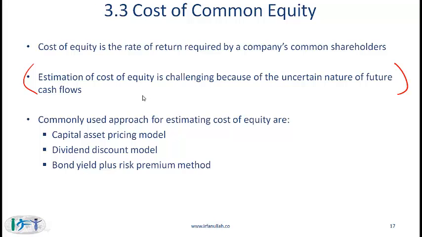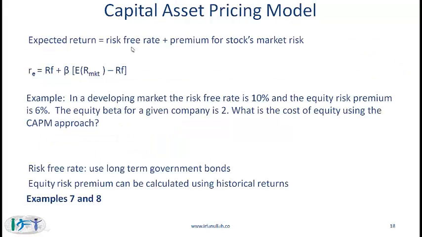Those models and formulas make it seem like the calculation is precise, but you need to recognize that these models are just approximations. The commonly used approaches or models are given over here: CAPM or capital asset pricing model, the dividend discount model, and finally bond yield plus risk premium method. We are now going to talk about these in a little bit of detail. Let's start with CAPM or capital asset pricing model.